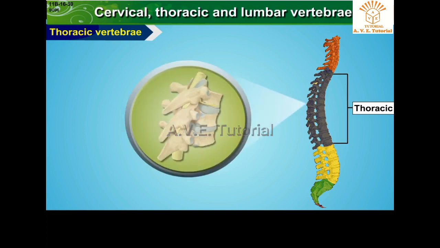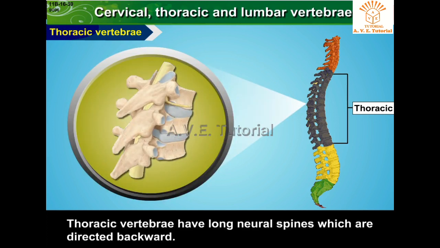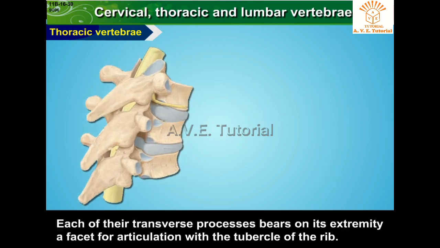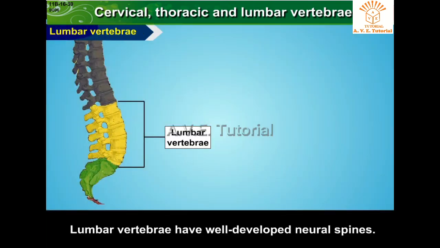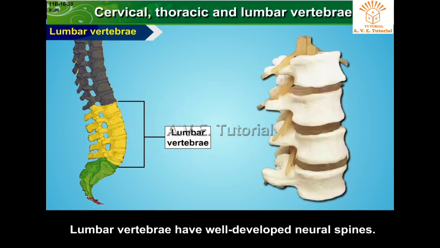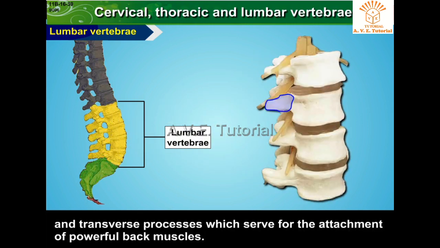Thoracic vertebrae, as seen in the figure, have long neural spines which are directed backward. Each of their transverse processes bears on its extremity a facet for articulation with the tubercle of the rib. Lumbar vertebrae have well-developed neural spines and transverse processes which serve for the attachment of powerful back muscles.